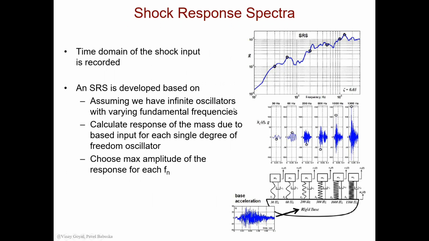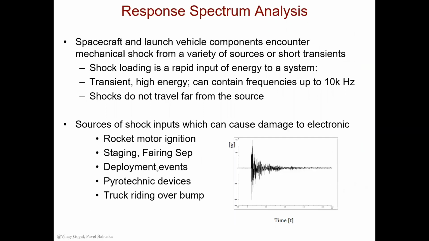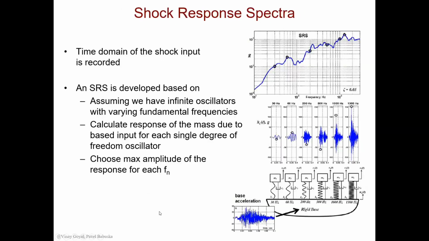What we're looking at here is a time domain input at the bottom. It's a base acceleration of some kind. It could be a truck going over several bumps. It could be some sort of short duration event, such as any of these here. But you're going to have a base acceleration. And here you can see that it's a short duration event that goes from 0 to 0.1 seconds.